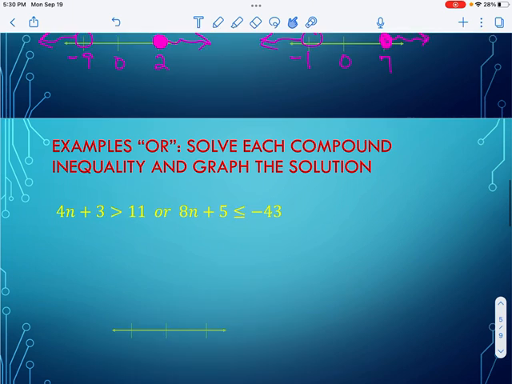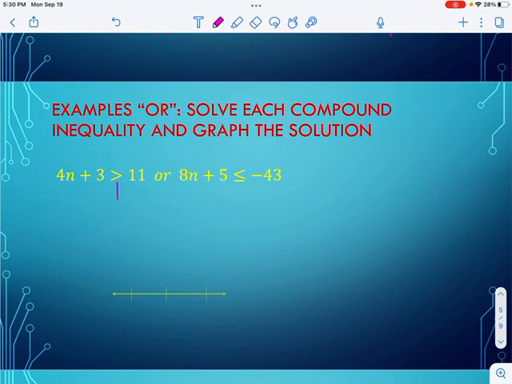Let's try one more. So I come in here, I'm going to subtract 3. That's going to get me 4n is greater than 8. I'm going to divide that by 4. So n is greater than 2.